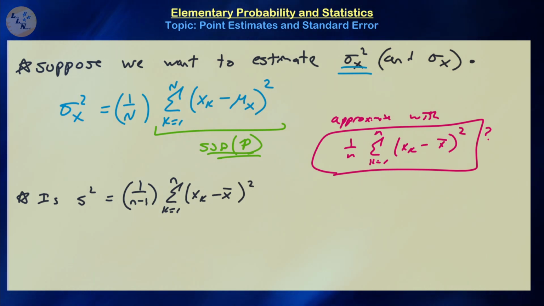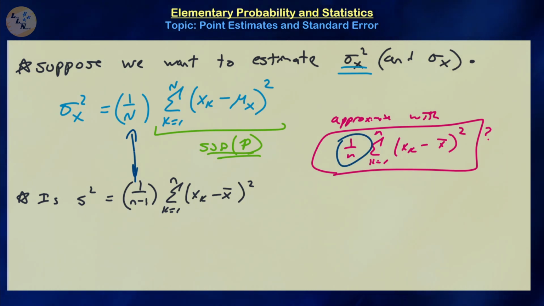So why do we choose to use this as an estimate for sigma x squared? Because clearly these leading terms are not the same, they're sort of similar, but n and capital N are usually not the same. They're definitely intrinsically different, right? So why not use 1 over n instead of 1 over n minus 1? Why is this one the preferred one over this other one we discussed?